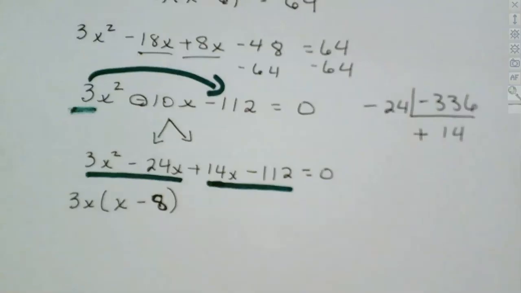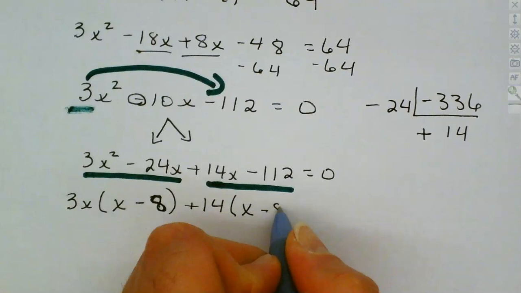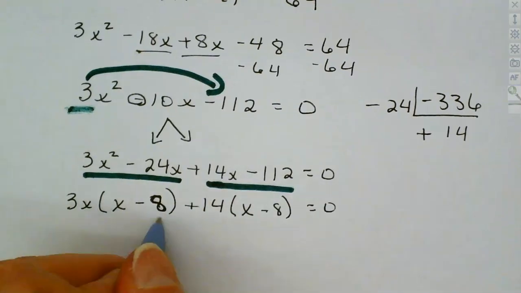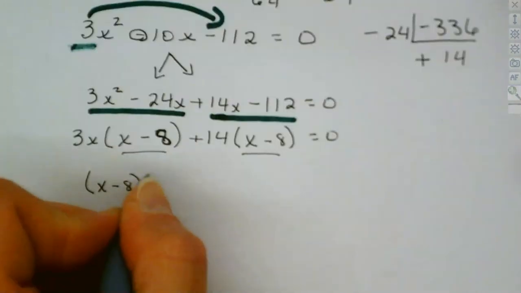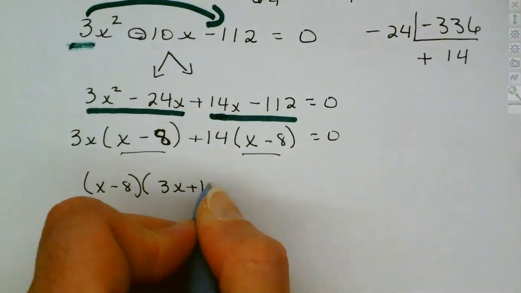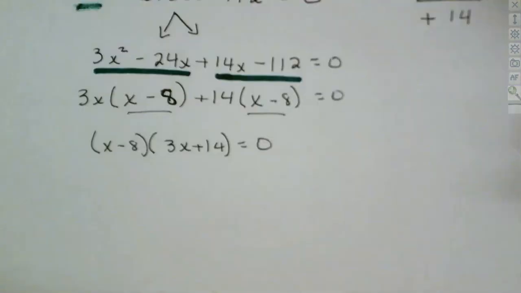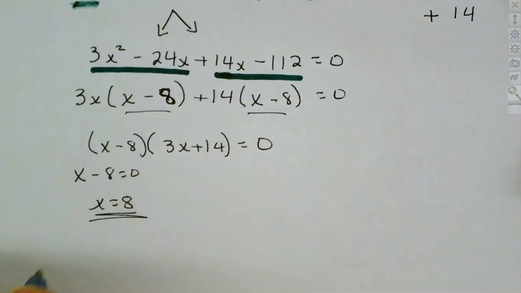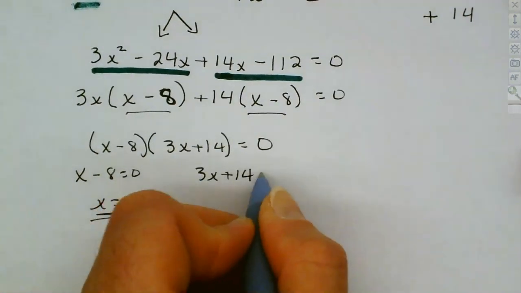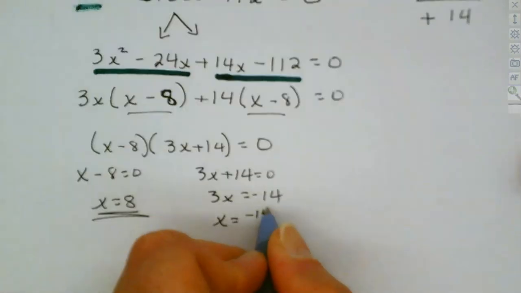The next two pieces, what can come out of there? 14. And that's going to leave you with the same x minus 8 equals 0. Are these groupings the same? Yes. So now we have x minus 8 and 3x plus 14. That equals 0, doesn't it? And now, what are my two solutions going to be? Yep, x minus 8 equals 0, so x equals 8. There's one of them. And 3x plus 14 equals 0, so 3x equals negative 14, so x equals negative 14 over 3.